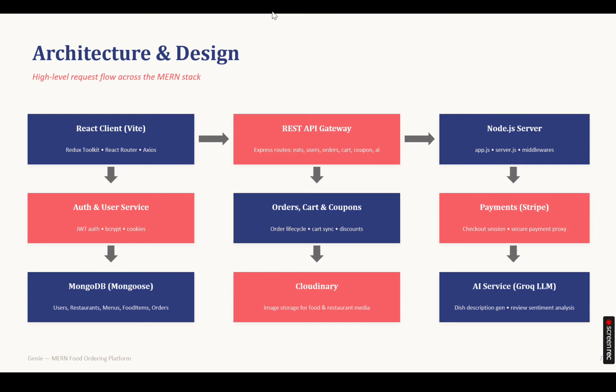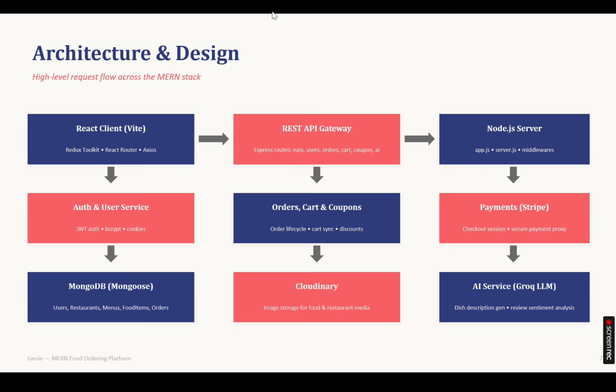It sends requests to my REST API gateway built in Express, which routes them to the appropriate resources: users, orders, cart, coupons, or the AI service. That's all served by a Node.js server. Below that are the core services: an authentication and user service using JWT tokens, an orders, cart, and coupon service that manages the order lifecycle and discounts, and a Stripe integration for secure payment checkout.